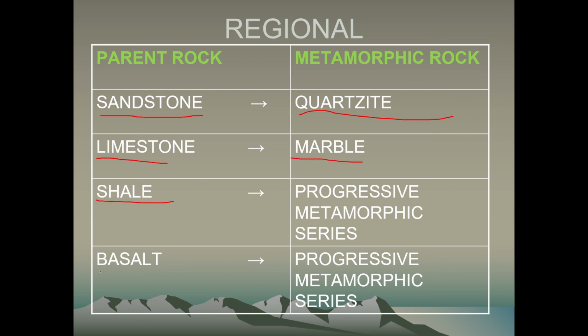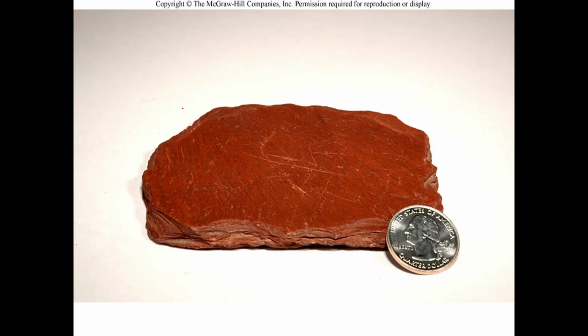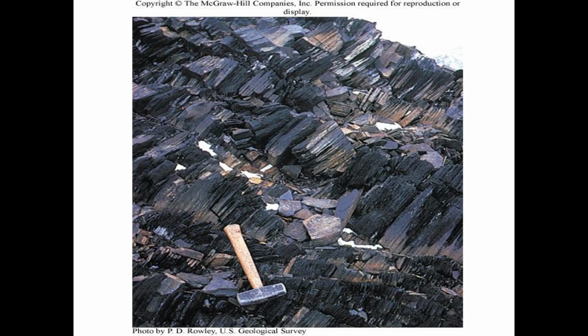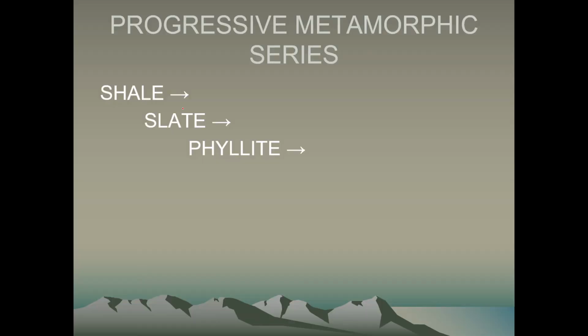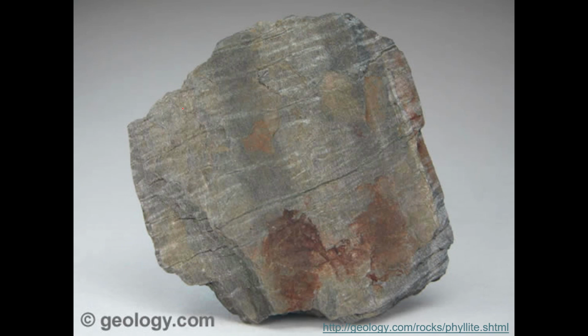Shale or basalt with regional metamorphism, you will get that progressive metamorphic series. What do I mean by that? Well, with a shale, I metamorphose it a little bit, I'll get slate, which again looks like that. And in a rock outcrop, it looks like that. So it looks a lot like shale, just a little cleaner, a little bit blockier. After slate, I'll get phyllite, which is basically slate that looks a little bit shinier, but you can't really make out any actual crystals in it. Kind of looks like that.